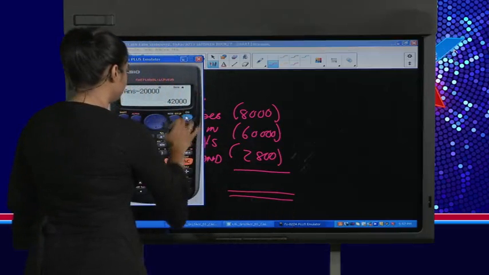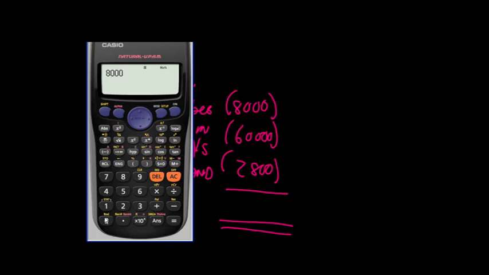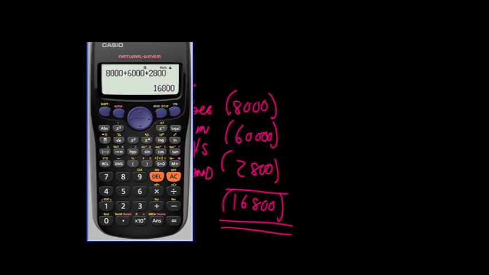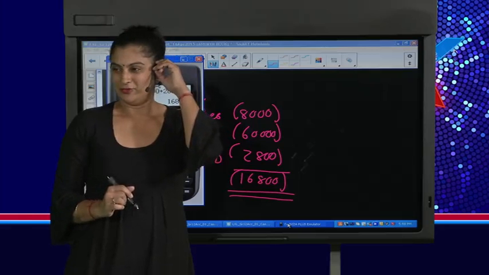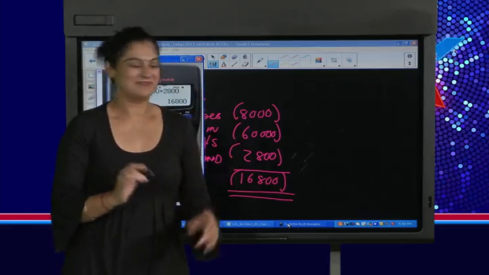So we're taking 8,000 plus the 6,000, and then plus 2,800, bearing in mind they are obviously all negative figures. So in total, we've paid the receiver 16,800, and this needs to be in brackets. Let's just quickly check. Yeah. Well done. Seems like a marathon, but we're done.